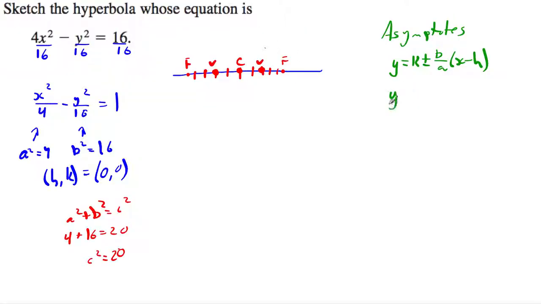Okay. So k we know is 0. So plus or minus b is going to be 4, a is going to be 2, x minus 0. So we're going to have y equals plus or minus 2x.